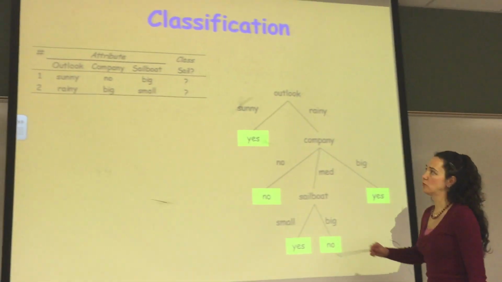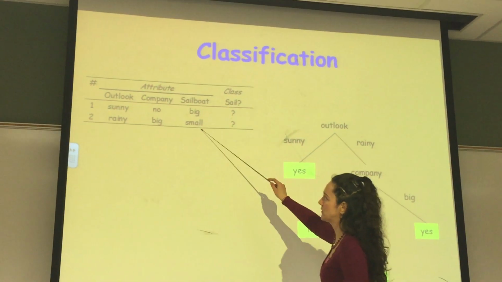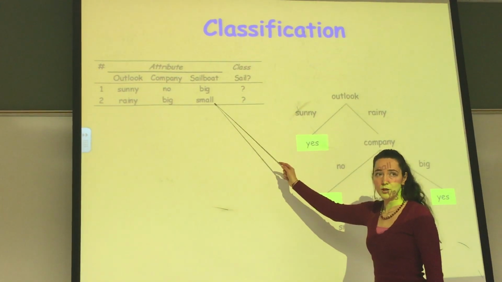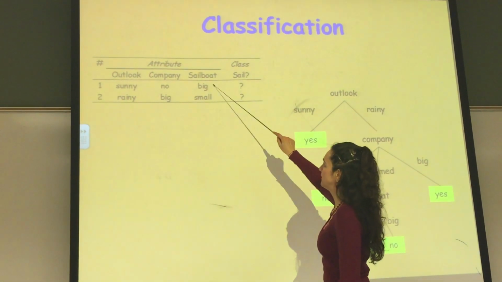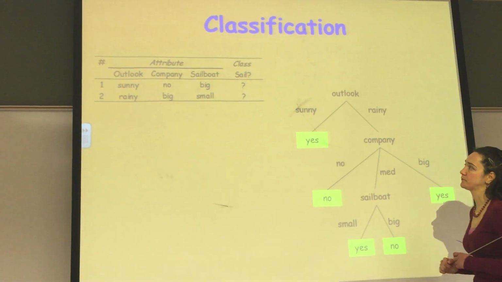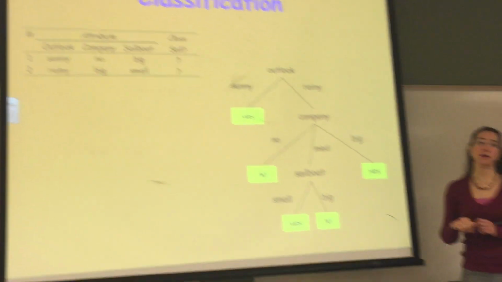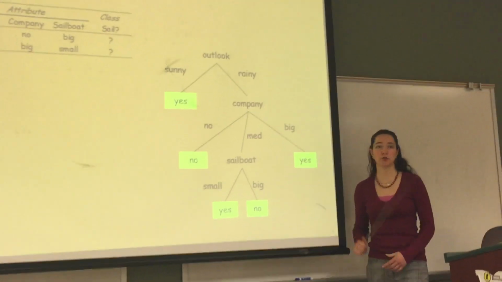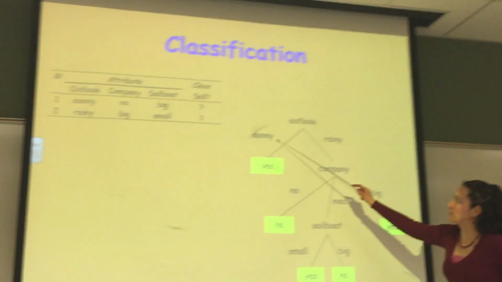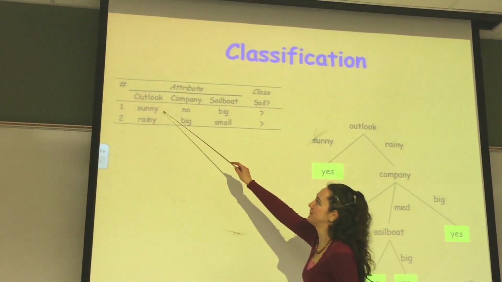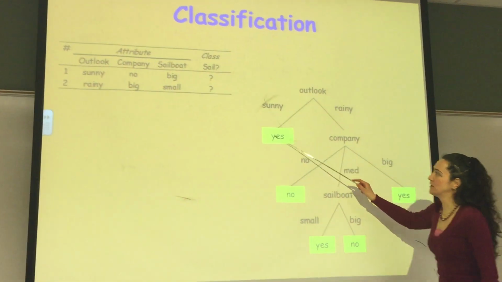So these are new records that came in. A new object came in. This says my outlook is sunny, I have no company, and the sailboat is big. So should they sail or not? If you look at the tree, somebody said yes? Yes. They should sail because it says sunny, right? So if the outlook is sunny, they should sail.